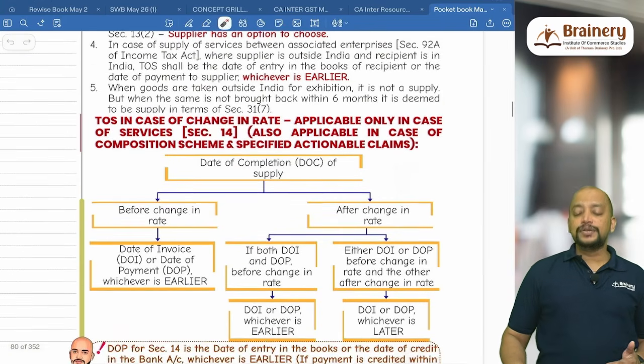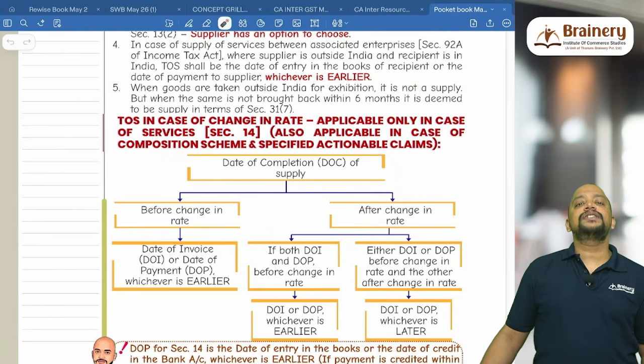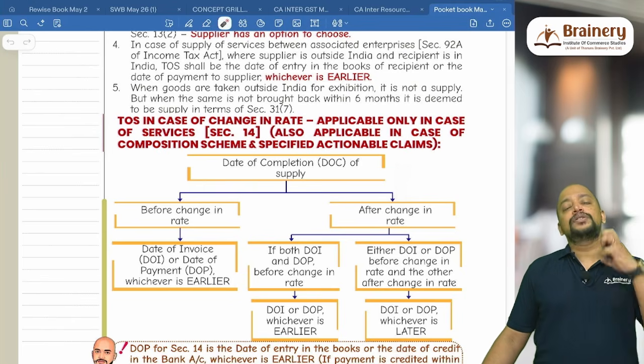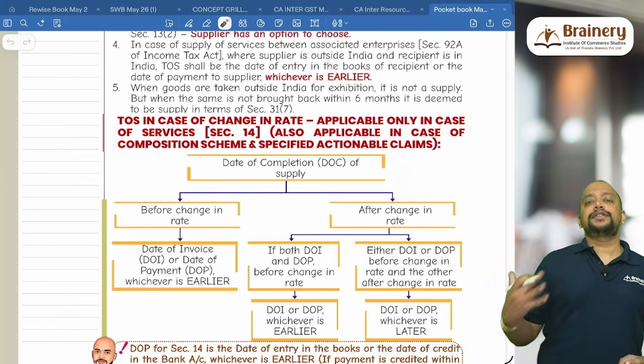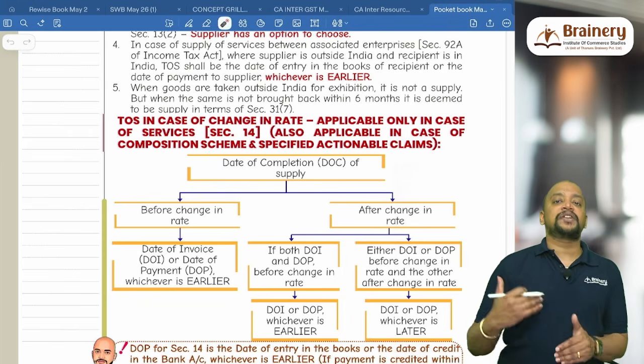Then whenever goods are taken outside India for exhibition, first of all, it is not a supply because it is just taken outside India for exhibition. So section 7 subsection 1 A, B or C does not satisfy. Therefore it is not a supply and it is not a zero rated supply. But we have a deeming fiction, sale on approval or return basis, section 31 subsection 7.